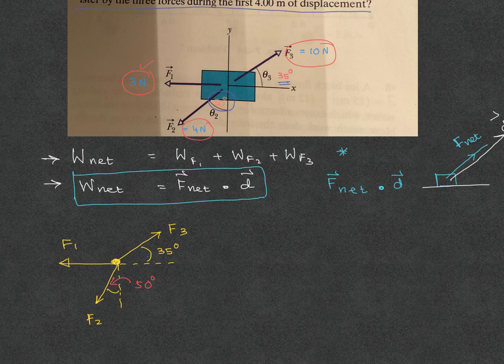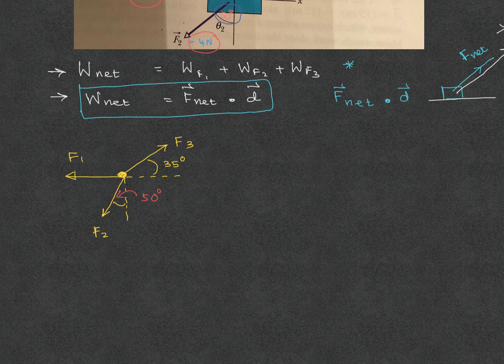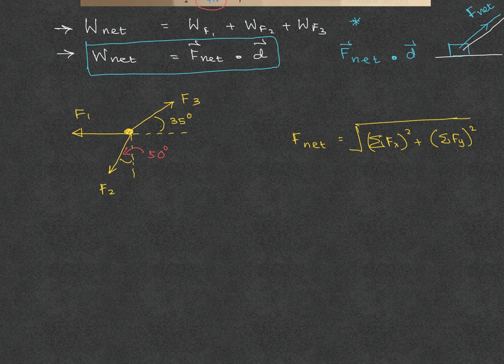Now you all know how to find the F net. In order to find F net, you have to get the sum of Fx and square that, and then take the sum of Fy and square that as well, and then add them, and this is how you find F net. So let's find Fx and Fy.